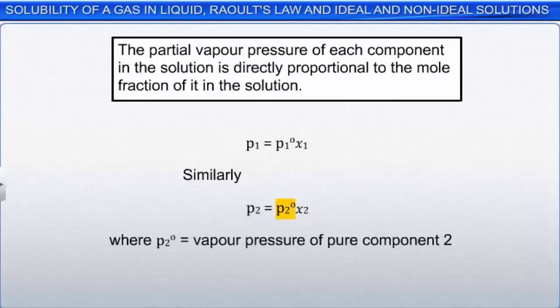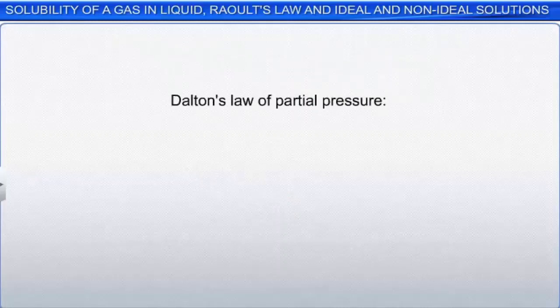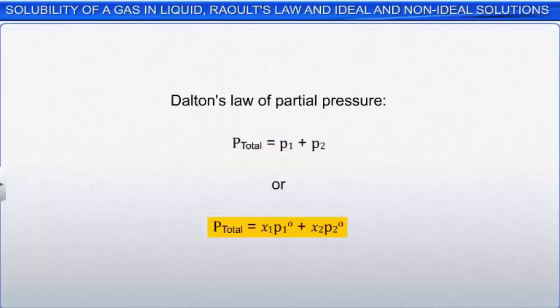Now, if you apply Dalton's law of partial pressure, the total vapor pressure of the mixture would be equal to the sum of the individual partial pressures of the components 1 and 2. That is, P total is equal to P1 plus P2, or P total is equal to x1 P1 naught plus x2 P2 naught. Let this be equation number 1.